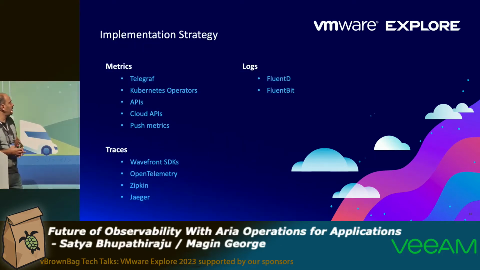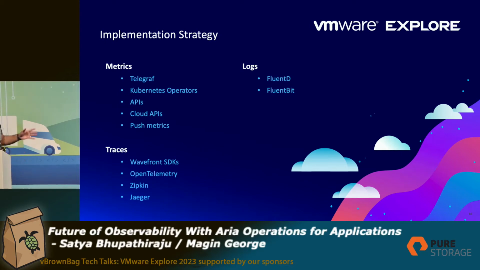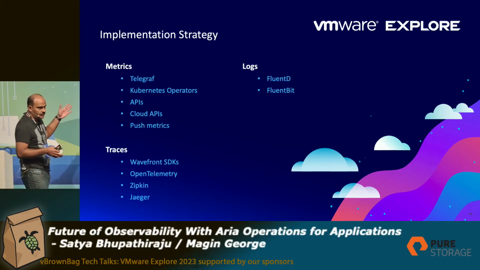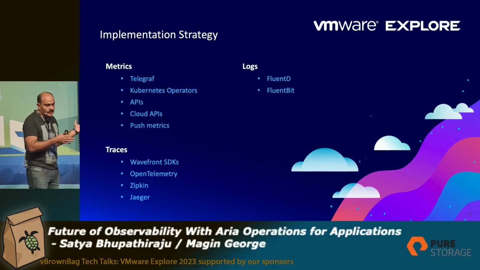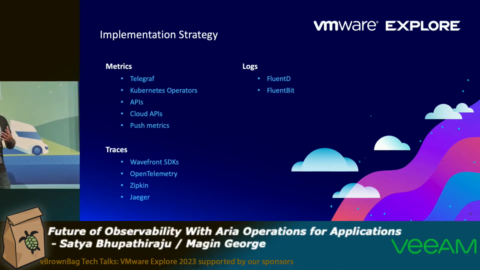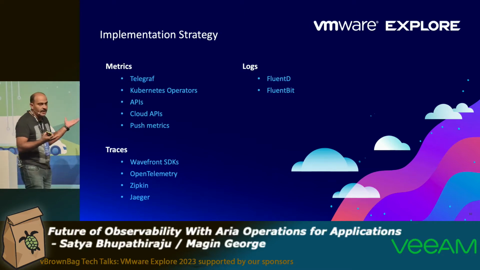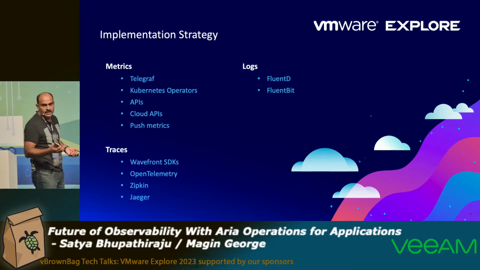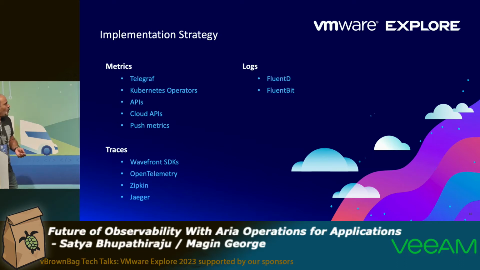So for implementation, again, the 3 pillars. For metrics, we are using Telegraf. And for the Kubernetes platform related, we are using Kubernetes operators. For the cloud providers, we are using APIs to scrape the metrics. And it supports push metrics as well, right?